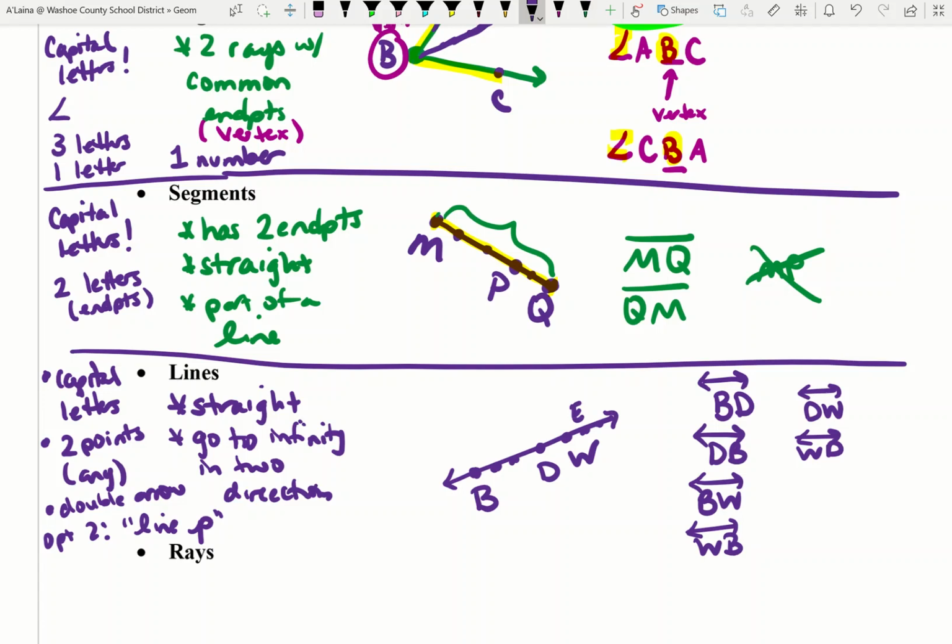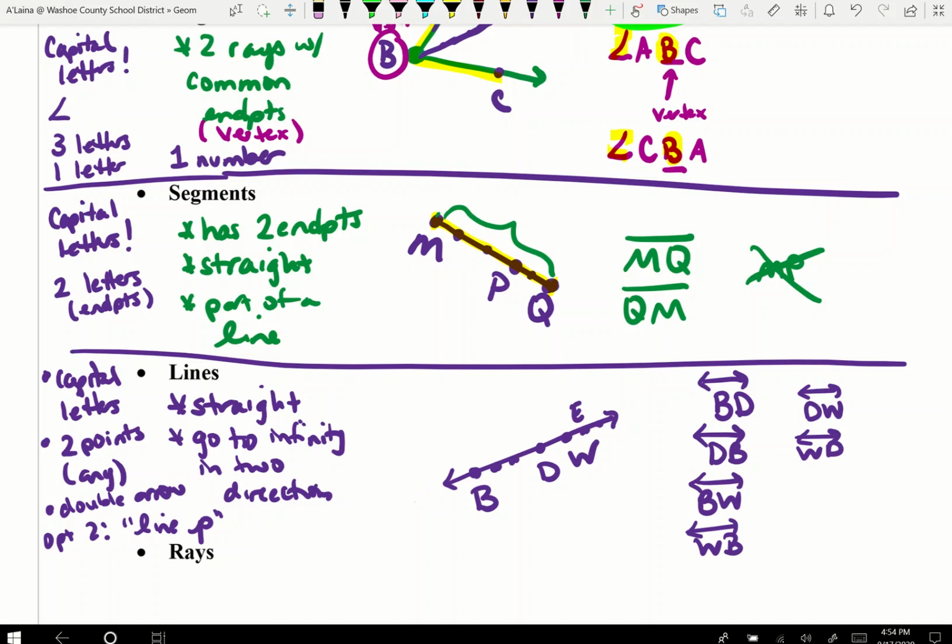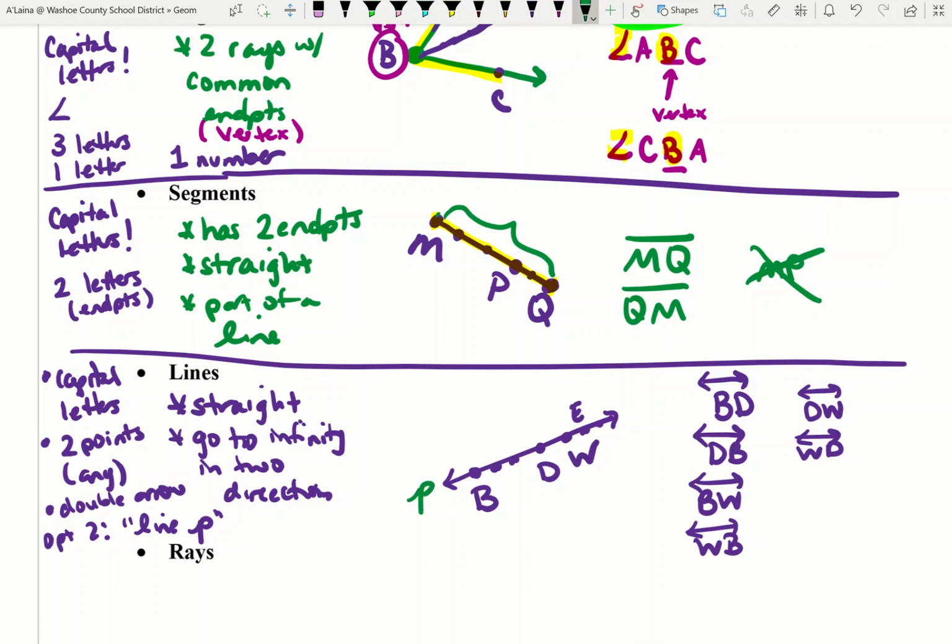There are times, and this is less common, that you might see a cursive letter, an L, a P, a W, whatever, it doesn't matter, next to a line. And then another way to describe this line is to write the word line and then to write a cursive lowercase letter.